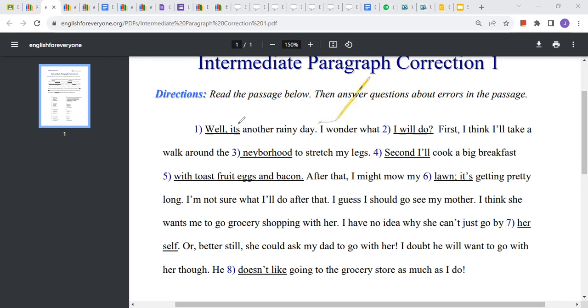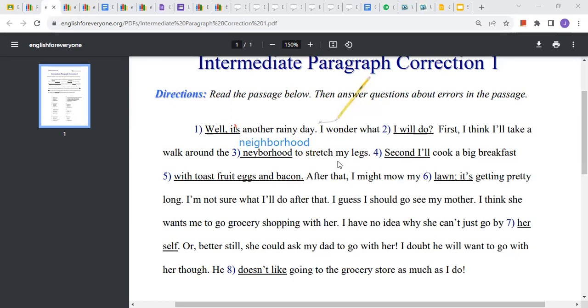So, well, it's another rainy day. We said here we need an apostrophe. I wonder what I will do. This is correct as is. First, I think I'll take a walk around the neighborhood. What is wrong with neighborhood? What's incorrect about neighborhood here? I expect it's the spelling. What's the correct spelling? N E I G H B O R H O O D, neighborhood. Okay.